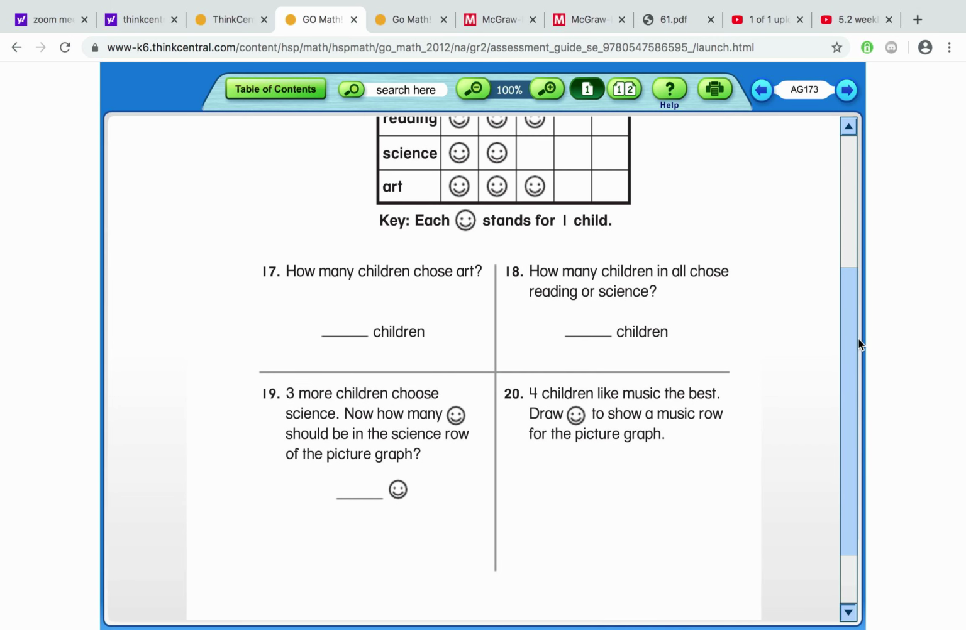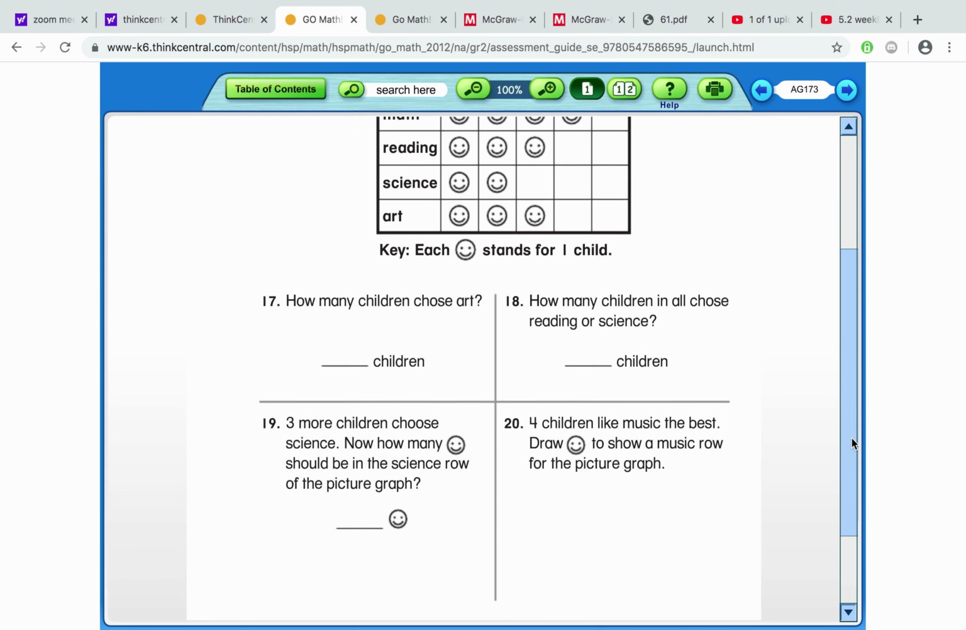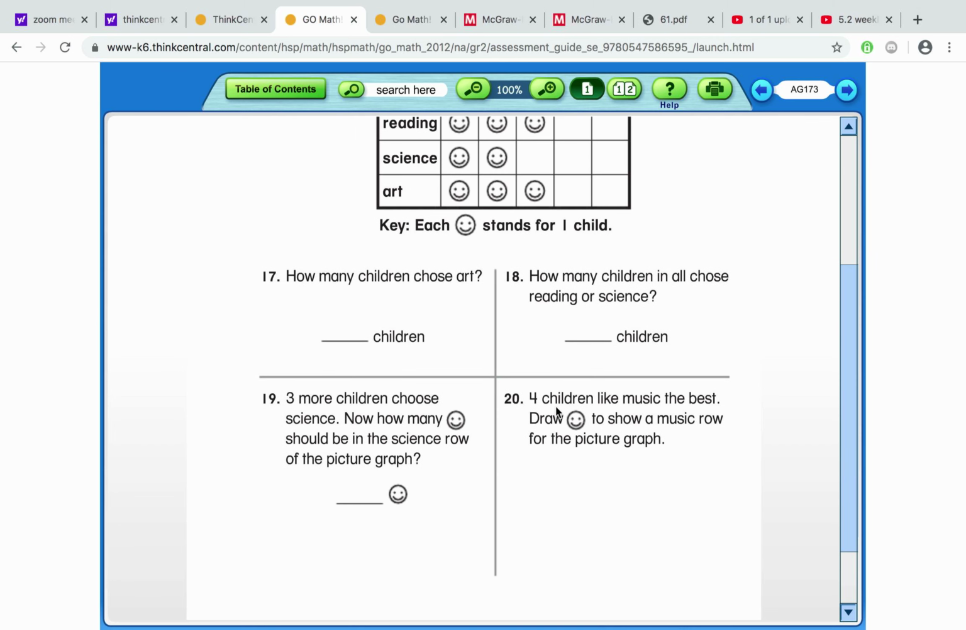Number 20, 4 children like music the best. Draw a smile face to show a music row for the picture graph. So Mrs. Hartzler was left out up here. I bet she wouldn't like that. So we're going to add Mrs. Hartzler in here and get a music box in a little row. And if there were 4 kiddos who liked music the best, draw the smiley faces that represent 4 for music there.